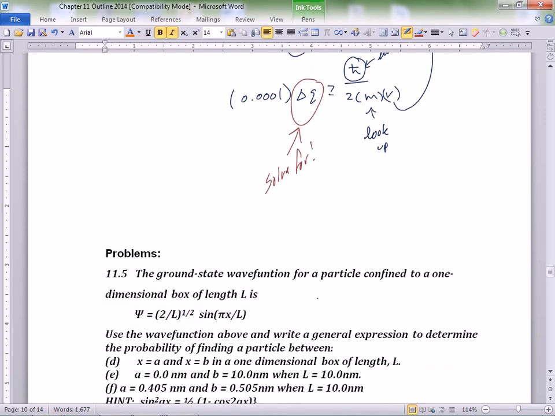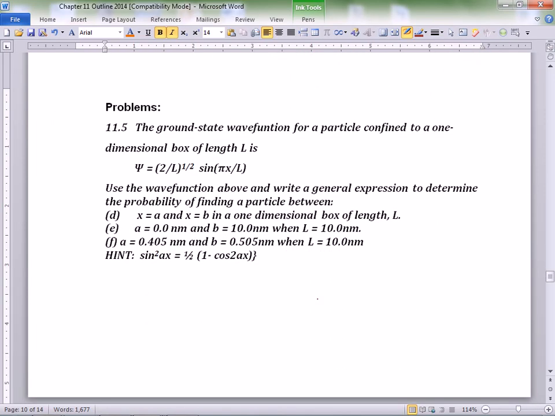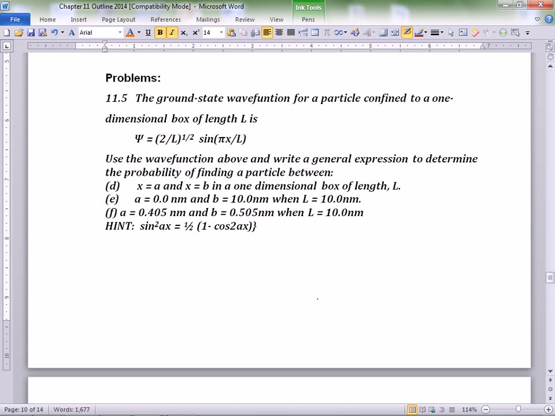So we have a ground state wave function for a particle confined to a one-dimensional box. And here's the length. Use the wave function above and write a general expression to determine the probability of finding a particle between x equals a and x equals b in a one-dimensional box of length L.